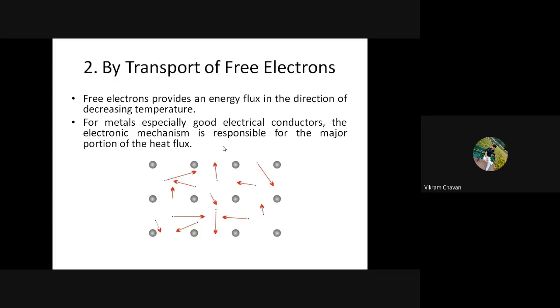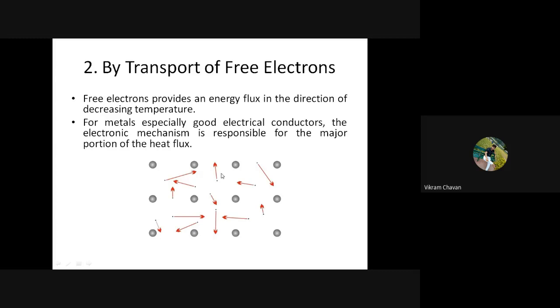Everyone knows that the substances which are having free electrons are called metals. Metals have free electrons in their external orbit, and they can change the orbit also. Once we apply a temperature gradient or temperature difference between two surfaces, the electrons from the higher temperature region will start traveling towards the lower temperature region.